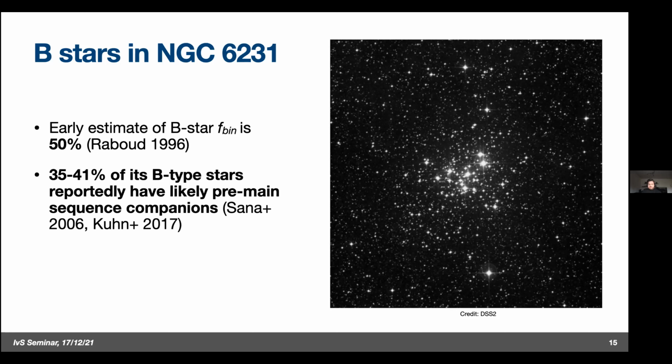There are also X-ray studies of this cluster that exist, and they estimate a large fraction of B stars to have likely pre-main sequence companions. So there are already some strong indications that the B stars in this cluster do have binary companions.